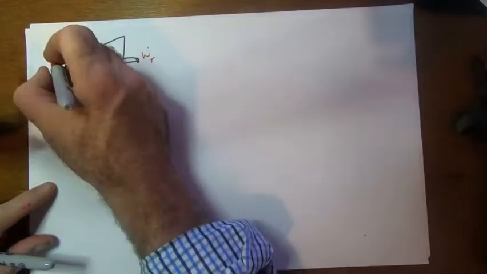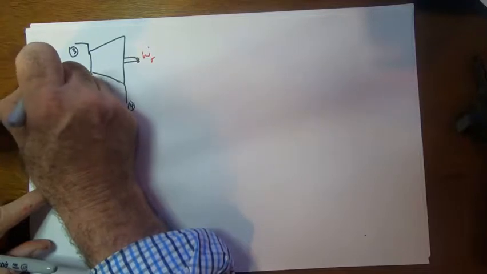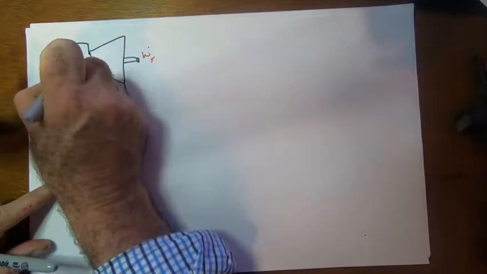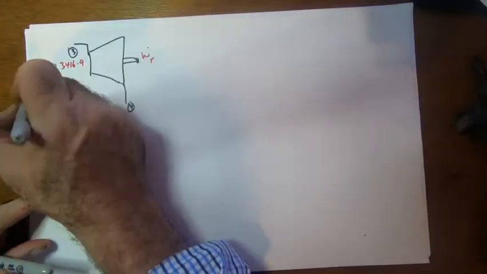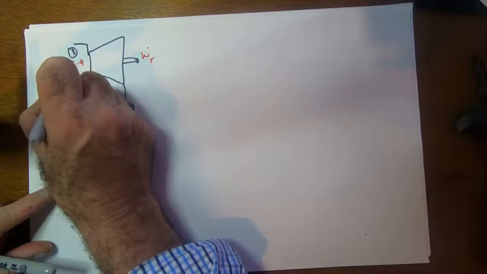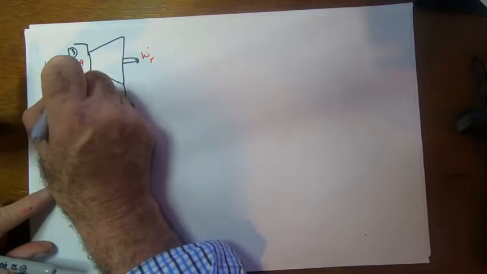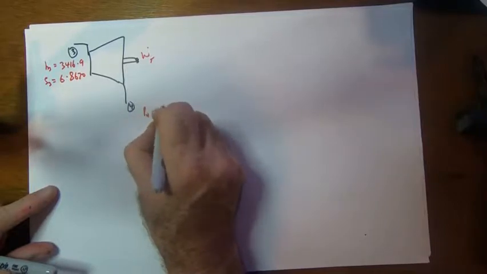And what do we know? We can copy our conditions. So for 3, we just calculated this, H3, 3416.9. And then I actually did S3. If I hadn't, I'd have to go back and do it again now, but I've already done it. Is 6.867. And then at 4, we know the pressure at 4 is 10 kilopascals.